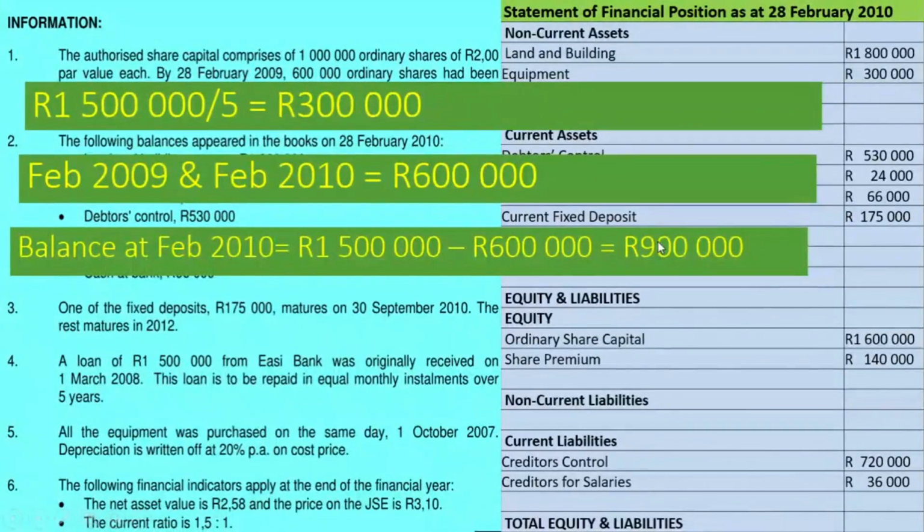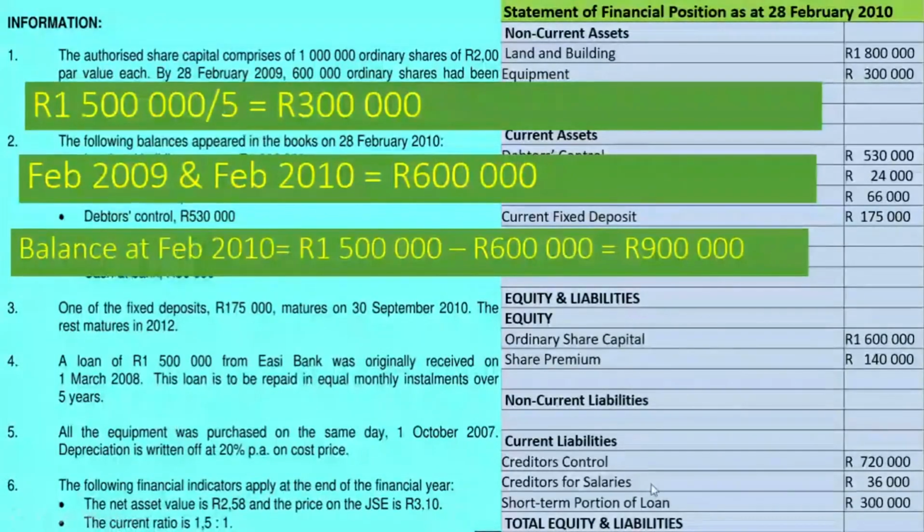Now how much will be paid in the next financial year? That means within the next financial period, it's another 300,000 rand. So we're going to put that under current liabilities, 300,000 rand. That is the short-term portion of loan, 300,000 rand. And then we take 900,000 rand, which still needs to be repaid, minus the 300,000 rand, which will be repaid within the next 12 months. We get 600,000 rand, which will be paid after 12 months. So that will go under our non-current liabilities section. So put loan from Easy Bank, 600,000 rand. That's how you handle that one.